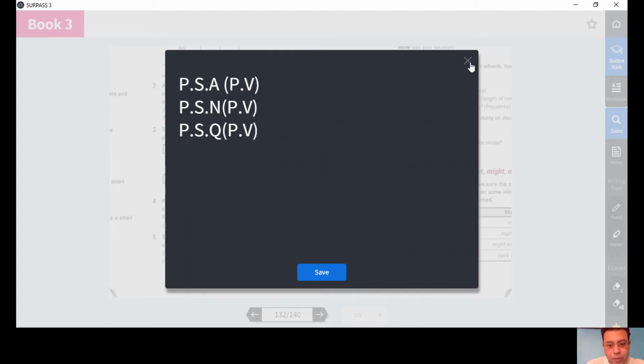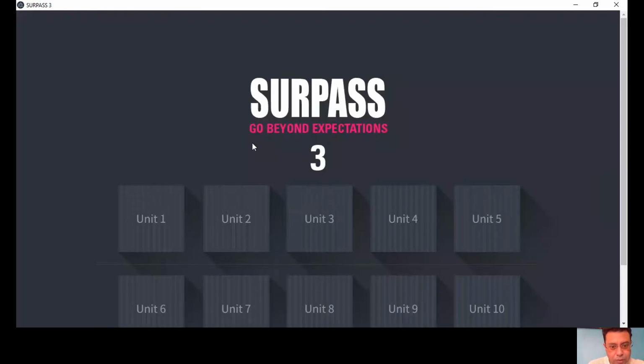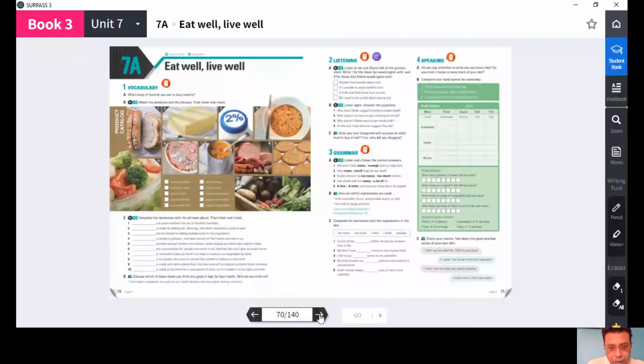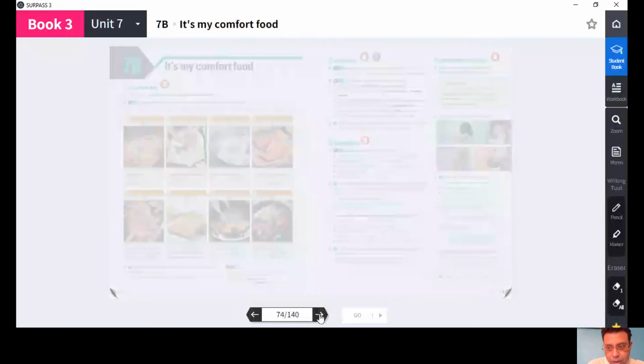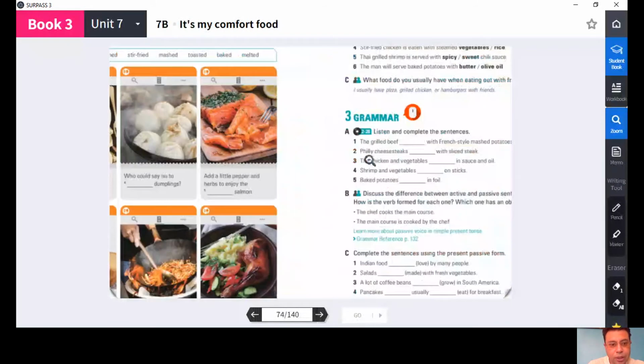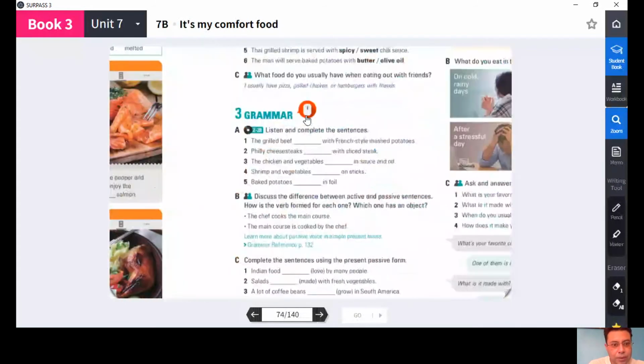Okay, so now I'm going to show you the student book. Let's see the student book, unit number 7. In your case, it's unit number 2. And in this case, we have an example. In the example, we are going to listen and complete the sentence. I'm going to zoom in here and let's listen together.